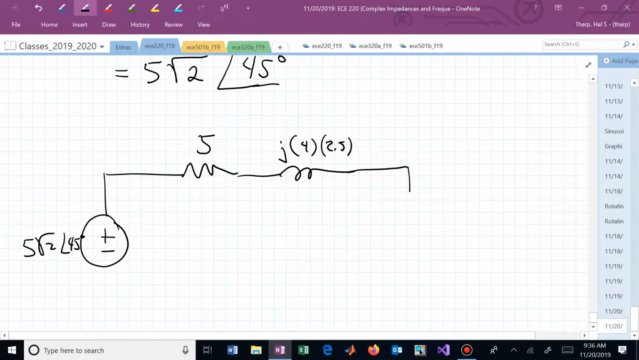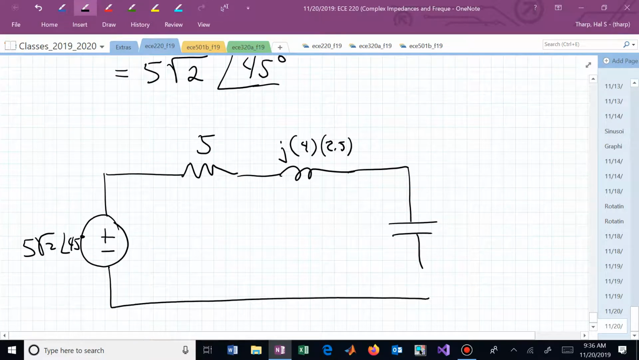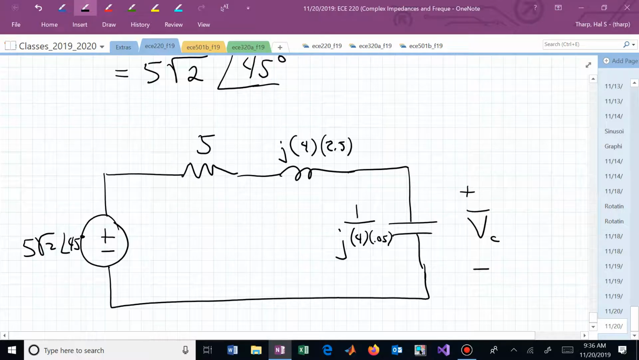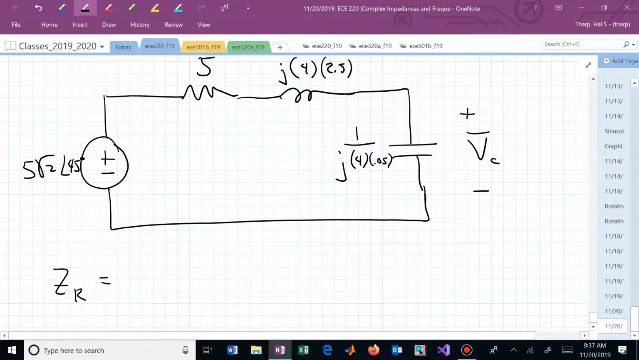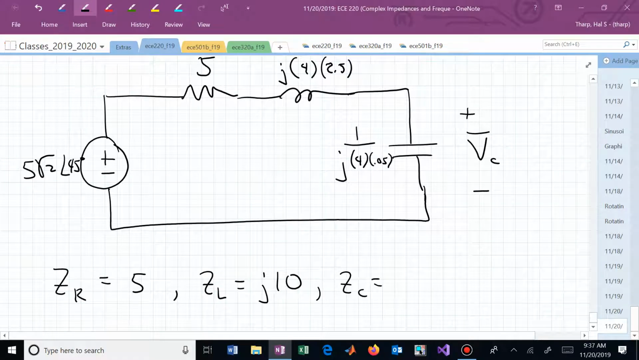And then I have the capacitor, which was 1 over j 4 C, and what was C? 50 millifarads, 0.05. I now have my impedance for the resistor is 5. My impedance for the inductor is j10. And the impedance for the capacitor is 1 over j times 0.05.